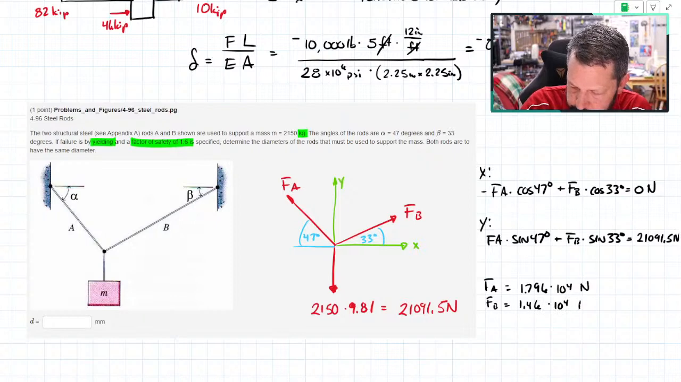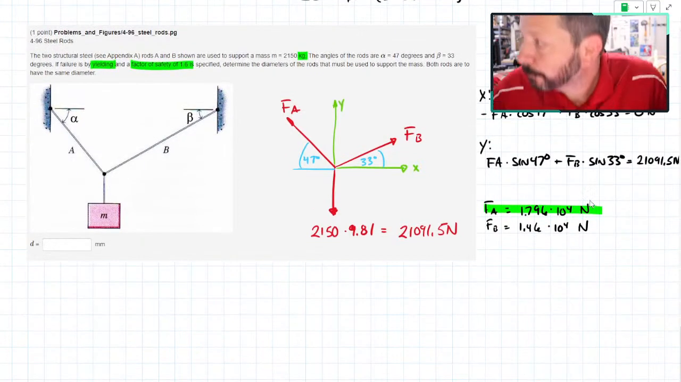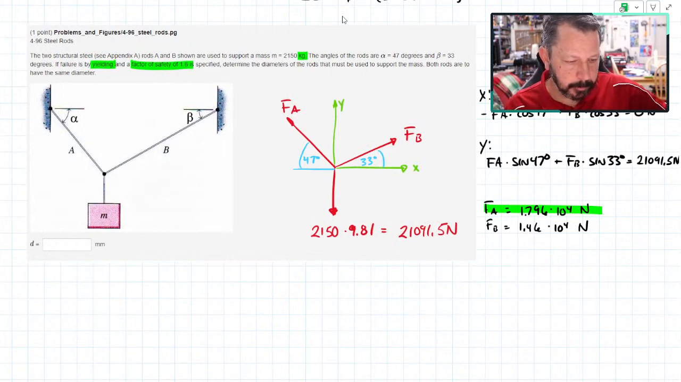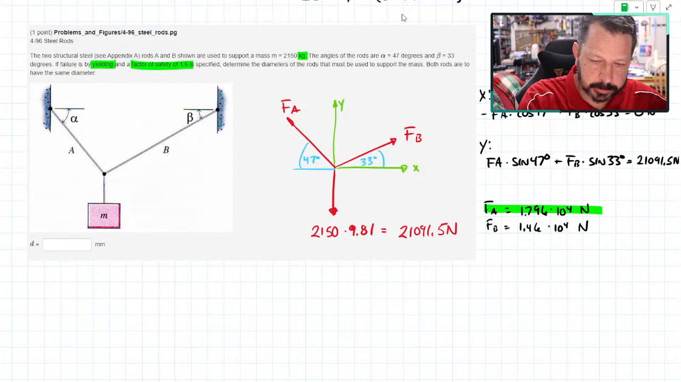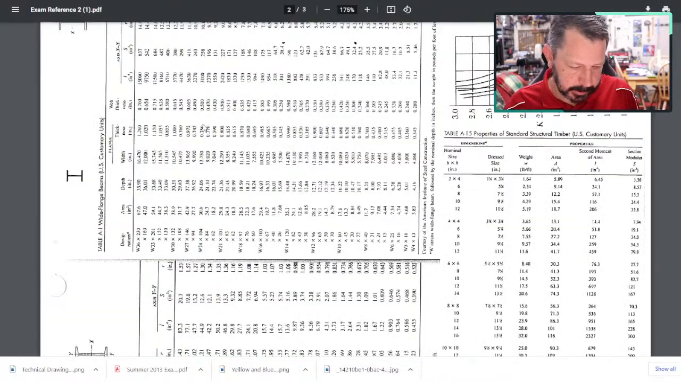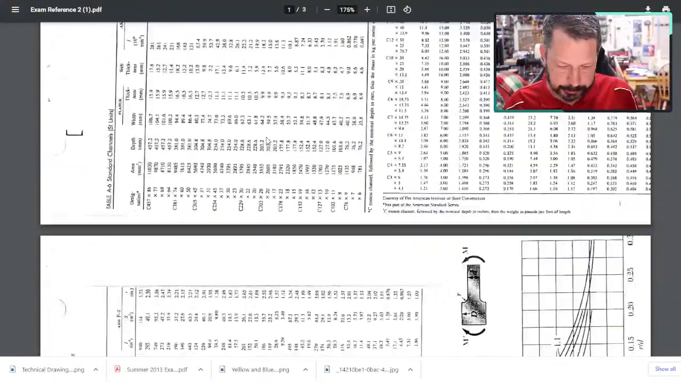Those are newtons. All right, so FA is the one we have to design for. Not sure what happened there. So we go in, and now it is what material? Structural steel. So now we need to go to our material properties. So let's go back over here and see if material structural steel is on here in the right units.